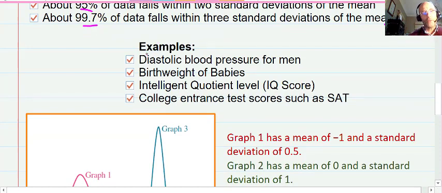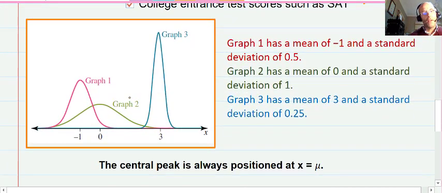Examples: it's everywhere in the world. Blood pressure readings for people, the birth weight of babies, IQ scores, entrance exams, and so on, standardized tests. Variations, as I mentioned a minute ago: graph 1 is a variation and it has a standard deviation of 0.5 and a mean of, oh, -1, sorry, -1 below average. And that's a standard score, which we'll talk about later.